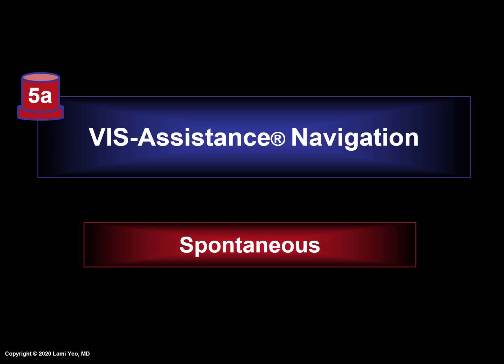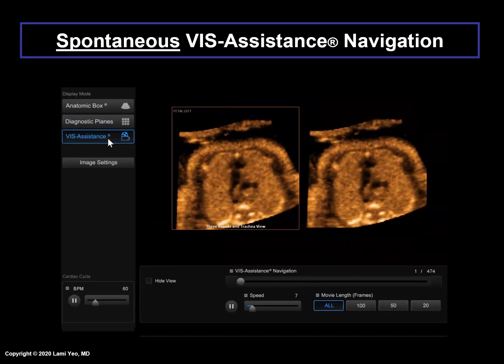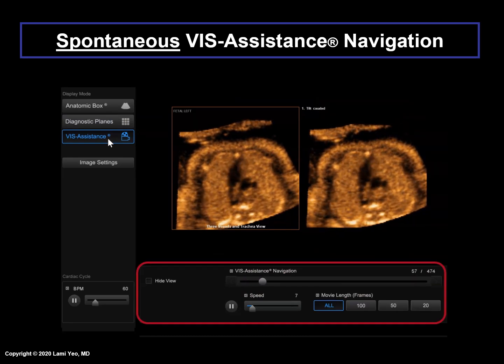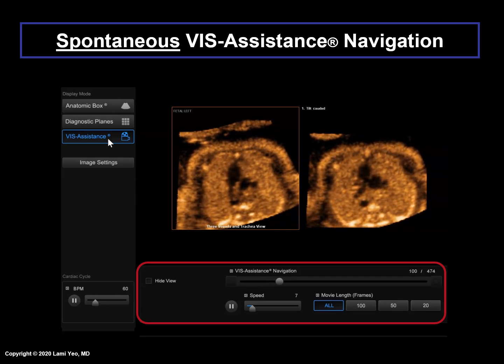Let's first discuss the knobology of spontaneous navigation through the VISA video clip. As soon as the VISA video clip finishes loading, it will spontaneously begin to play. Notice that the gray slider button is moving through the frames of the video clip and that the speed has been automatically set to 7.